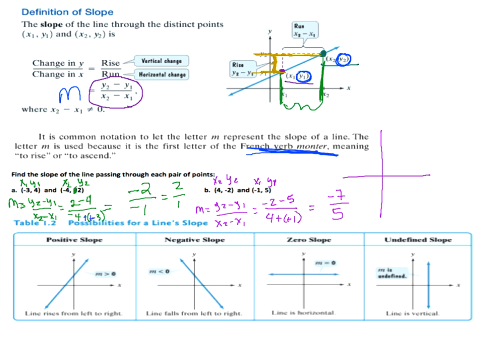Just to point out, if I plotted those 2 points, it's not going to be exact. I'm just eyeballing it. So the point 4, negative 2 is probably somewhere right here. So right 4, down 2, maybe about right there. And then negative 1, 5 is left 1, up 5, so maybe here.